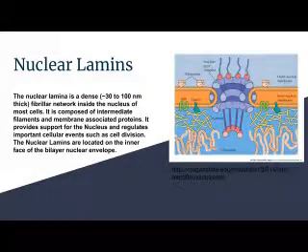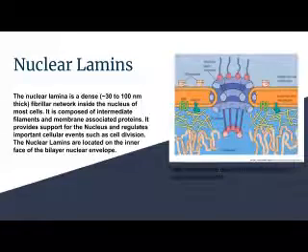Next up is the nuclear lamines. The nuclear lamina is a dense, fibrillar network inside the nucleus of most cells. It is composed of intermediate filaments and membrane-associated proteins. It provides support for the nucleus and regulates important cellular events such as cell division. The nuclear lamines are located on the inner face of the bilayer nuclear envelope.